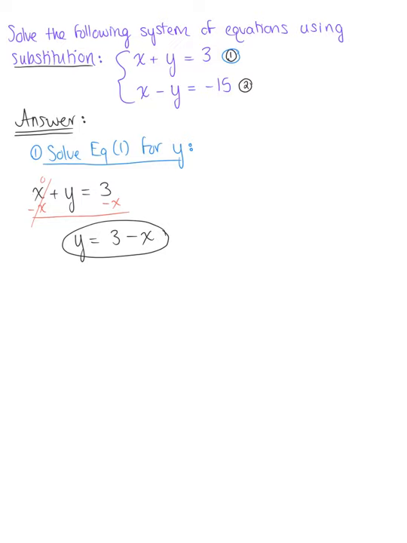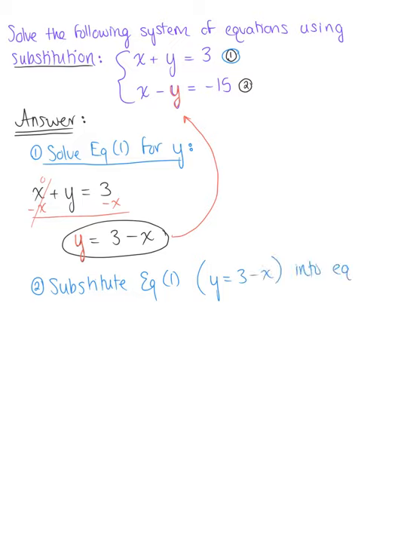Now we're going to substitute equation 1 into equation 2 and solve for x. The reason is that we've isolated y here in equation 1, so we can take it and substitute it into the y of equation 2. We'll substitute y equals 3 minus x into equation 2 and solve for x.